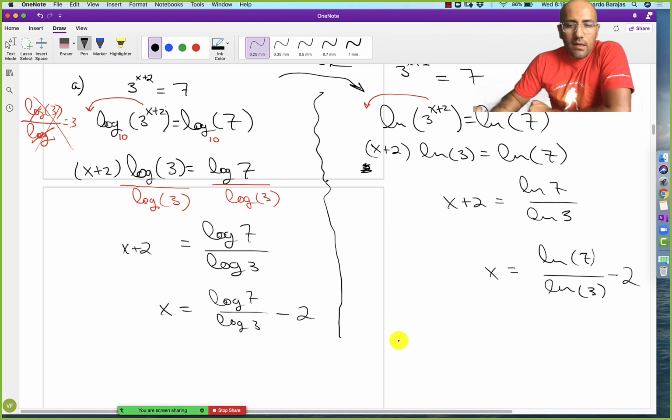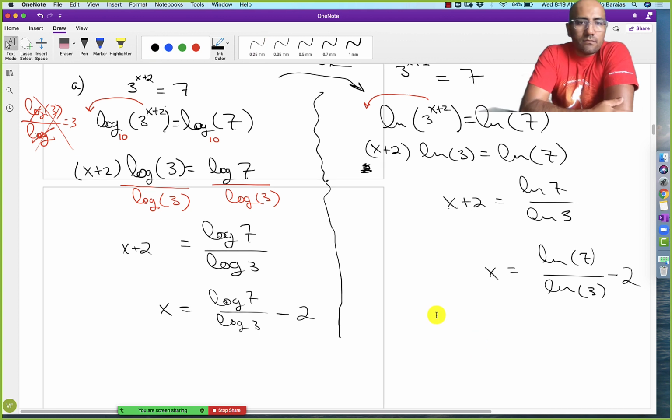Good. Again, note that log base 10 of 7 does not equal ln of 7, and log base 10 of 3 does not equal ln of 3. However, the ratio of these two, the division of these two, will be equivalent to the division of these two. So you get the same answer either way.